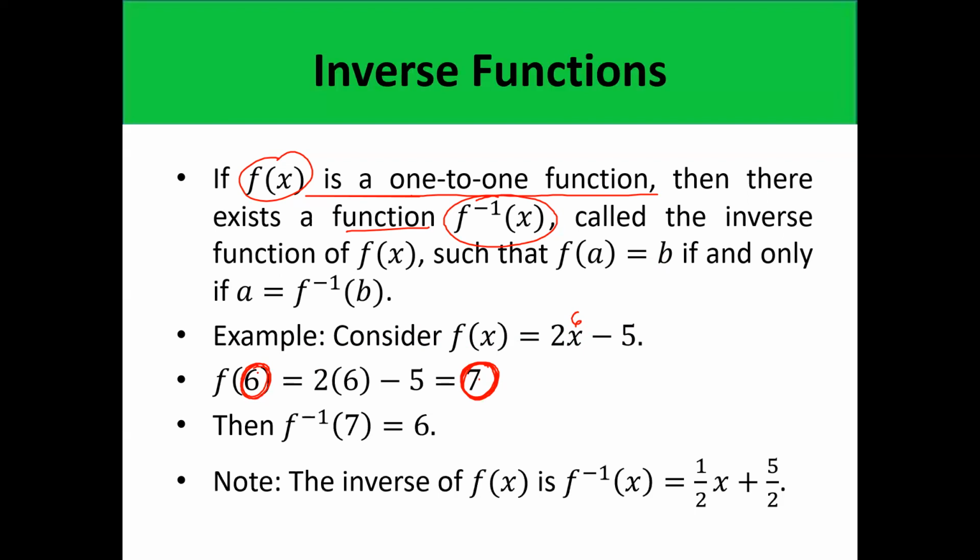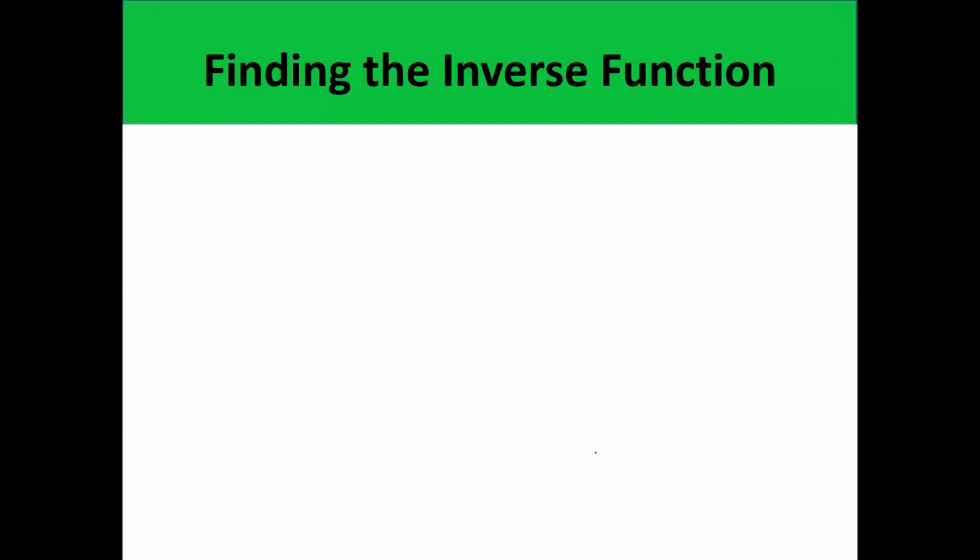Okay, so we note that if we solve for the inverse of f of x, the inverse is f inverse of x equals 1 half x plus 5 over 2. So if we substitute 7 here, 1 half times 7 is 7 over 2. And then we add it to 5 over 2, which is 12 over 2, which is equal to 6. So that's why f inverse of 7 is equal to 6. Okay, so how do we get this expression? How do we get this f inverse of x?